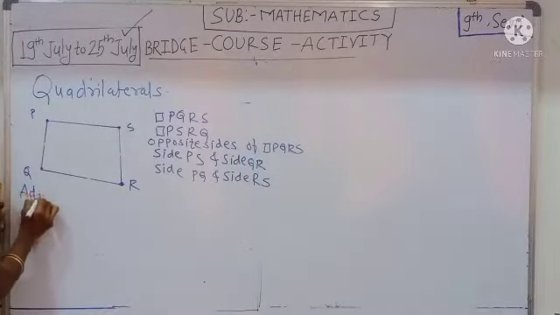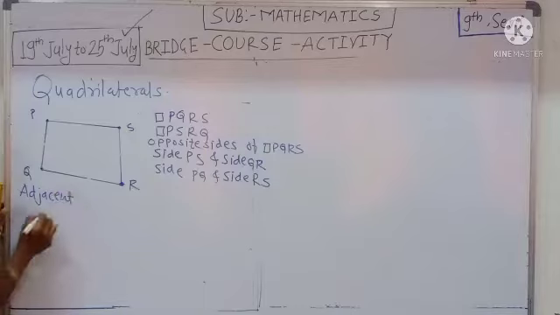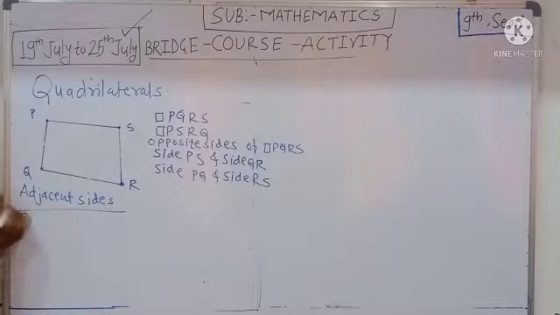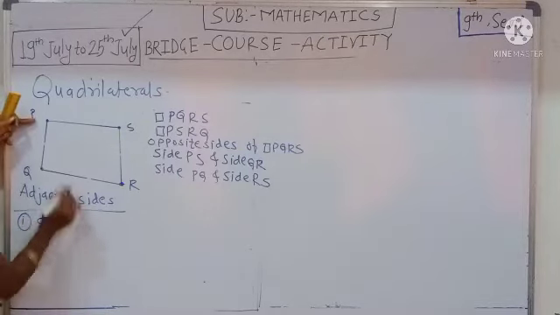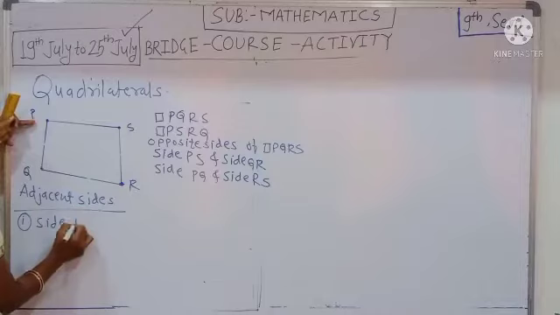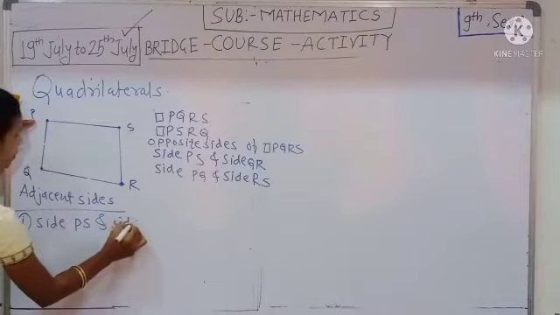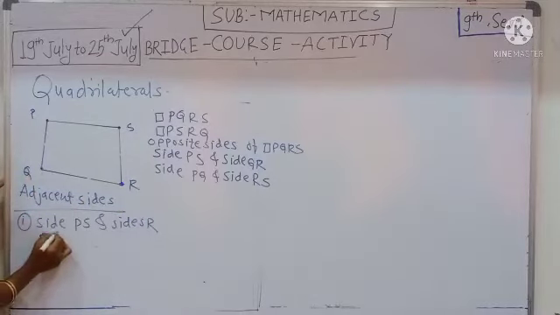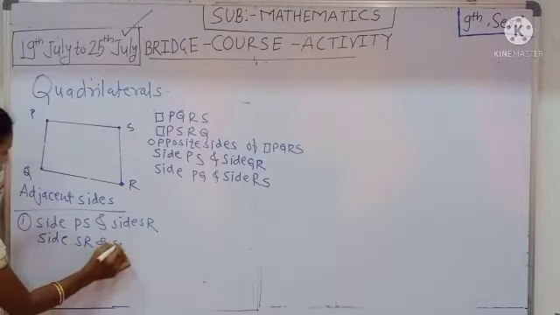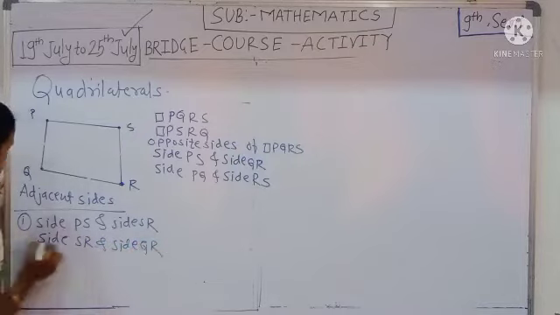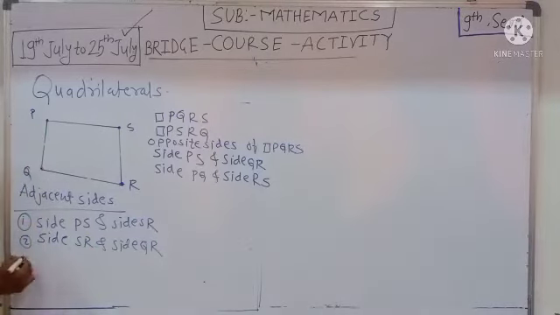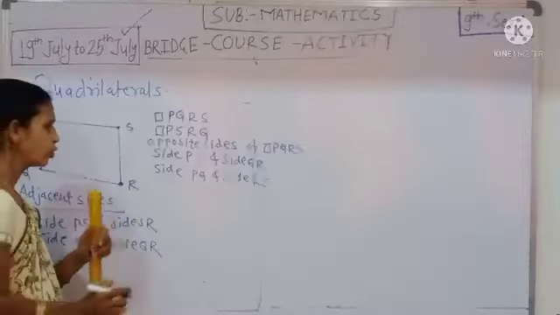Similarly, there are adjacent sides. Adjacent sides means the neighboring sides: side PS and side SR, as well as side SR and side QR. You may write a few more pairs of adjacent sides. There are two more pairs of adjacent sides you must write in your notebook.